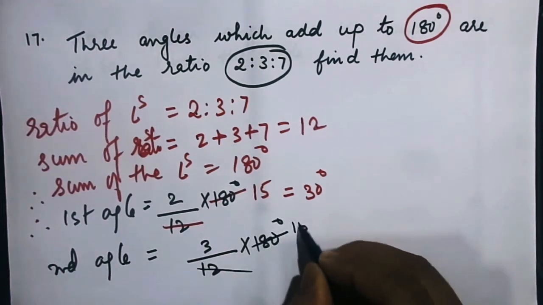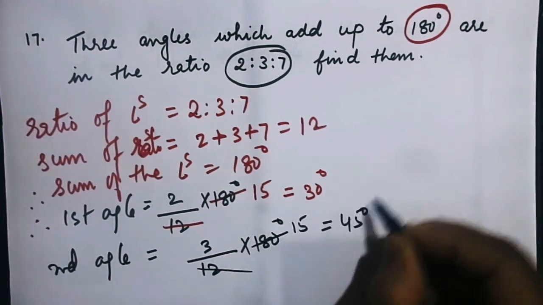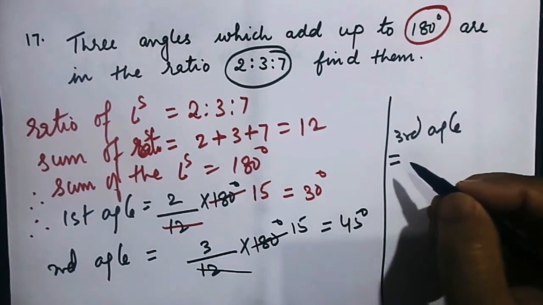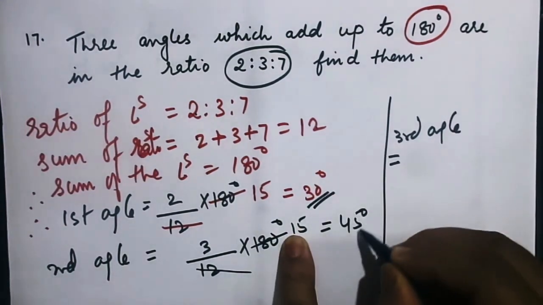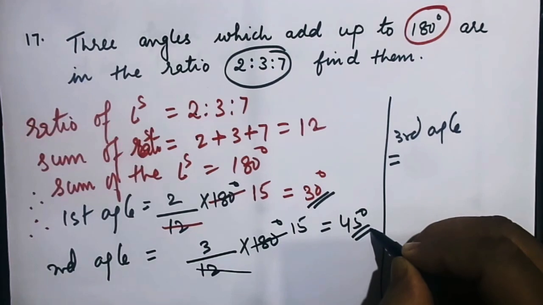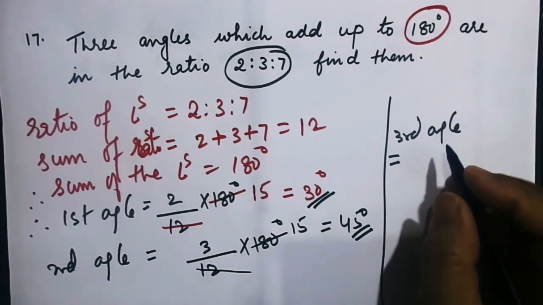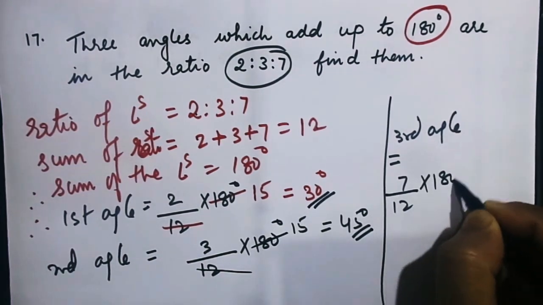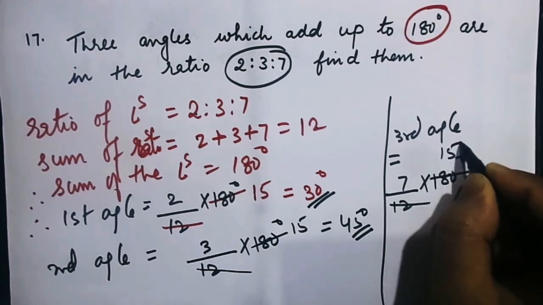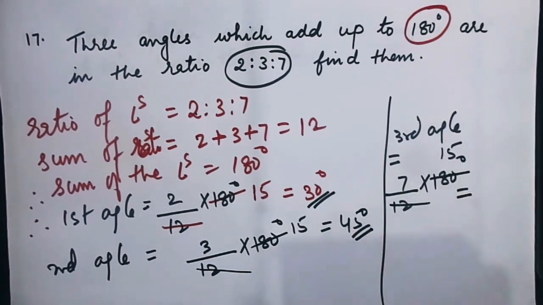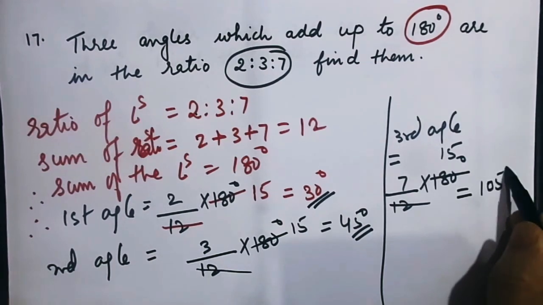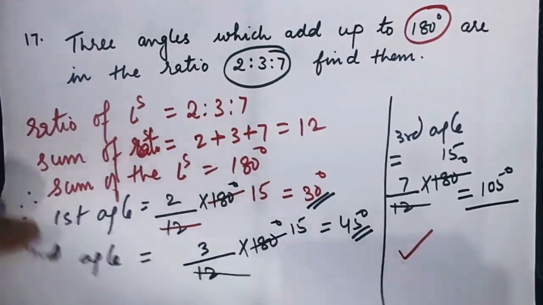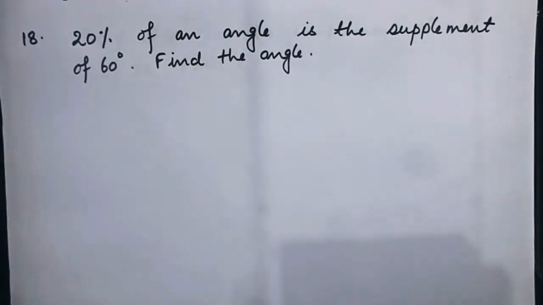12 15 times is equal to 45 degree, while your third angle you can find it out by adding these two values and subtracting it from 180, or you can directly find the value as 7 by 12 into 180 degree. 12 15 times, 15 sevens are 105 degree. This means that if the ratio is given, you can easily find out these values.